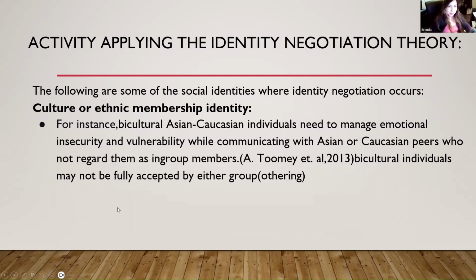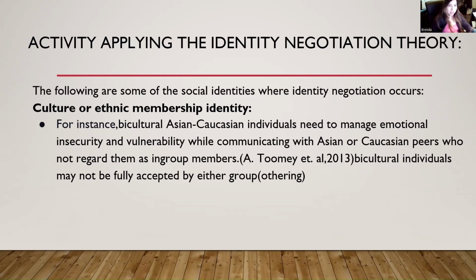And the next slide, please. So as we've seen in the video, we talked about culture, ethnic membership, identity. These are just some of the social identities where people had to negotiate their identities. So one is being Asian Caucasian, and according to Ting-Toomey, for instance, bicultural Asian Caucasian individuals need to manage emotional insecurity and vulnerability while communicating with Asian or Caucasian peers who do not regard them as in-group members.